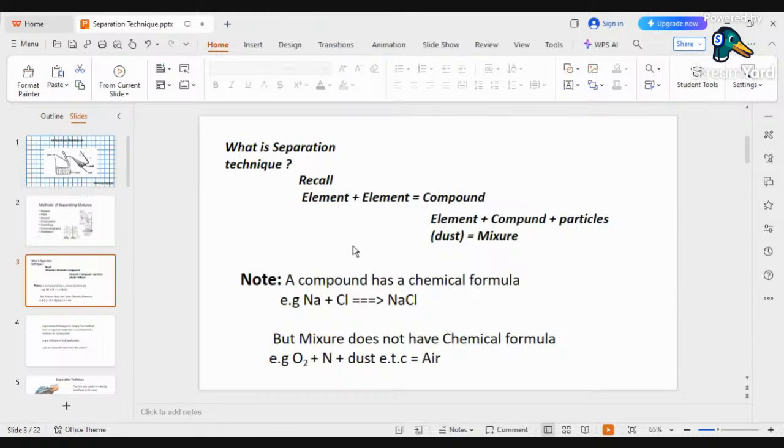Now, I started by asking what is separation techniques, and I said to note the difference between compounds and elements. A compound is a result of the combination of elements, and it has a chemical formula. A mixture is a result of elements and compounds and other different particles coming together, and the implication is that it doesn't have a chemical formula.